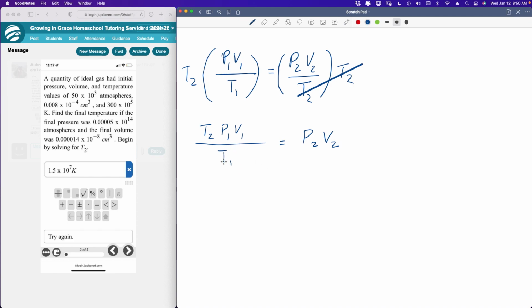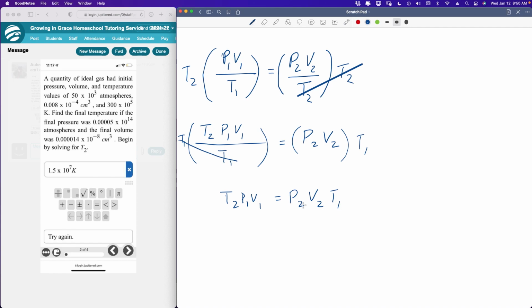Now we want to get rid of the denominator over here. Same thing. We multiply everything by T1 on both sides, and then this cancels. T2 P1 V1 equals P2 V2 T1. All right, follow me so far?